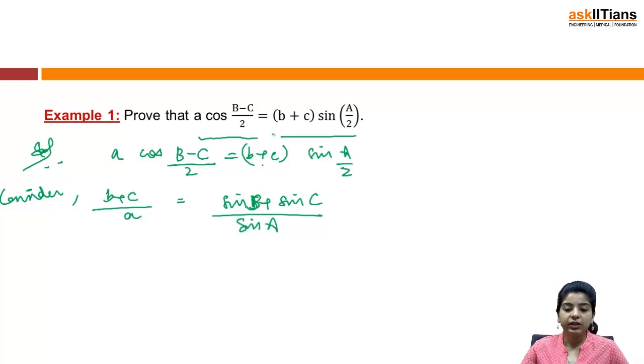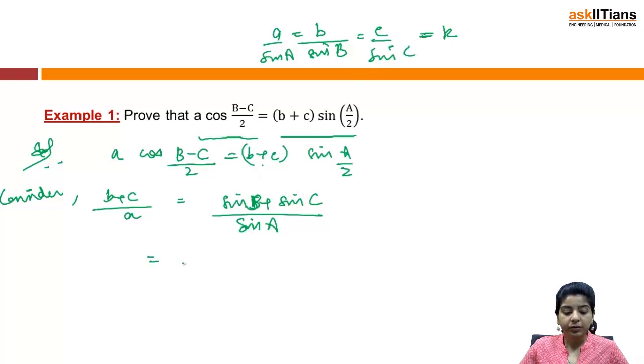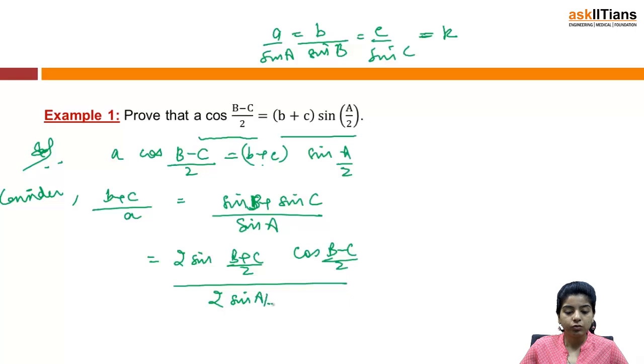What I have basically done is, if you remember, we have just now discussed a by sin A is equal to b by sin B is equal to c by sin C. I can assume it to be some constant k. So I get a is k sin A, b is k sin B, c is k sin C. So ultimately we get (sin B plus sin C) by sin A. Now sin B plus sin C becomes 2 sin((B plus C)/2) cos((B minus C)/2) by 2 sin(A/2) cos(A/2).